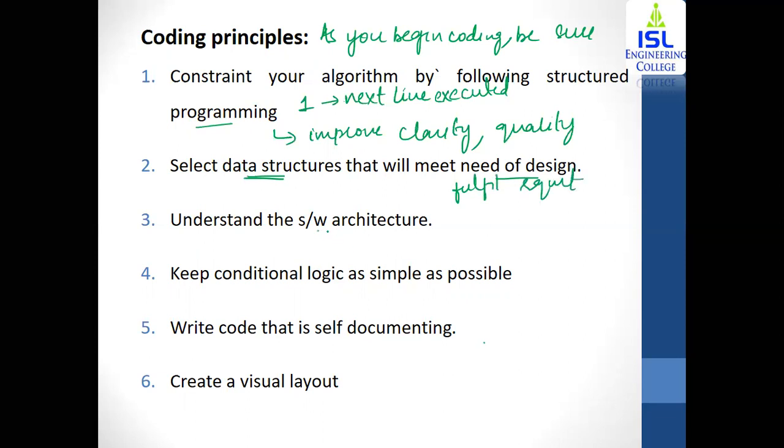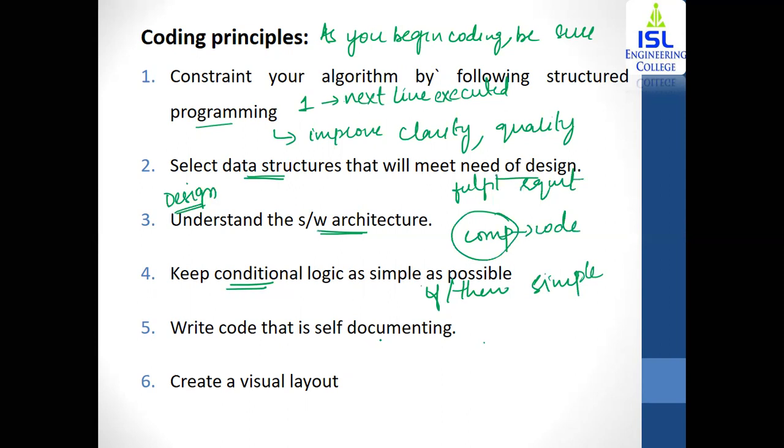The next is understanding the software architecture. Now, within the design, you have identified the external and internal interfaces. Based upon that design, you need to perfectly identify what the software architecture is, what are the different components, how you're going to code for each and every component. The next is keep conditional logic as simple as possible. Now, conditional logic means all the if-then statements that you're using, that is, based upon a specific condition, another line is going to be executed. All of these if and then statements need to be kept very simple.